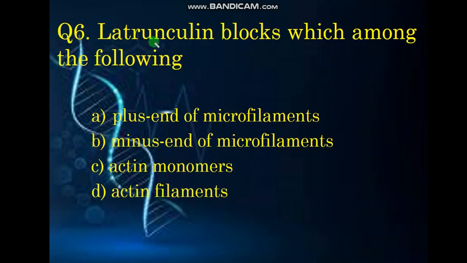Question number 6. Latrunculin blocks which among the following? It is the drug produced from sponges. Option A, plus end of microfilaments. Option B, minus end of the microfilaments. Option C, actin monomers. Option D, actin filaments. It blocks the actin monomers. These actin monomers form the actin filaments by polymerization. It blocks the actin monomers so that the actin filaments don't form, and it depolymerizes them.